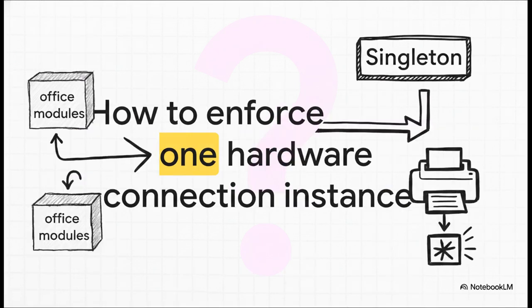Scenario 5. System chaos is unfolding in a corporate network. A printer spooler is repeatedly crashing because different Office modules keep trying to create their own separate duplicate connection instances to the hardware. You lack a centralized point of control. What creational pattern fixes this immediately?